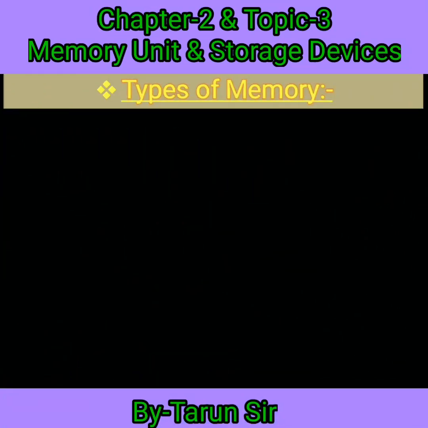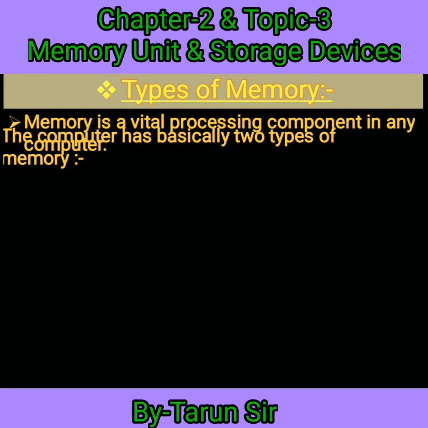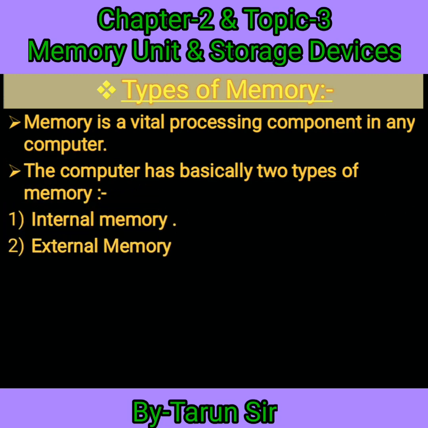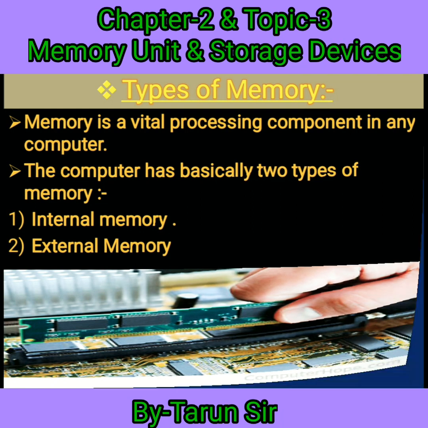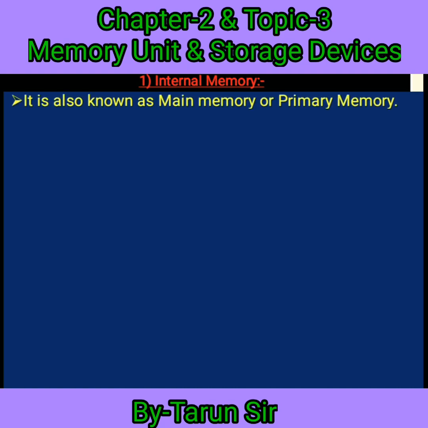Types of memory. Memory is a vital processing component in any computer. The computer has basically two types of memory. First, internal memory. Second, external memory. You see in this diagram internal memory, RAM. First, internal memory. It is also known as main memory or primary memory.